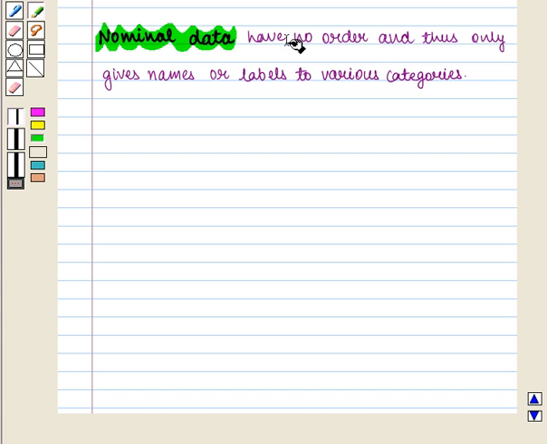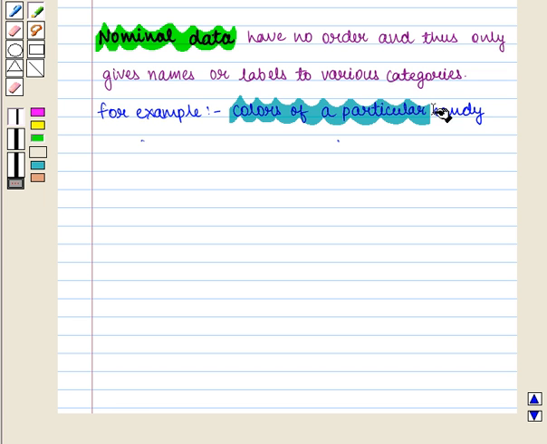Nominal data have no order and thus only give names or labels to various categories. Colors of a particular candy is an example of nominal level data. As it is distinguished by name only, there is no standard ordering scheme to this data.